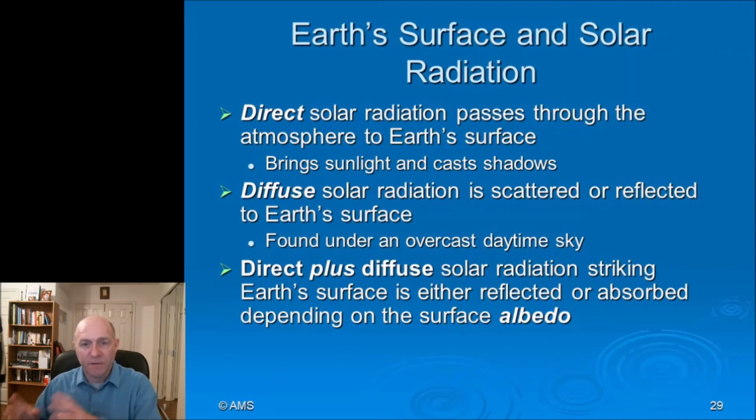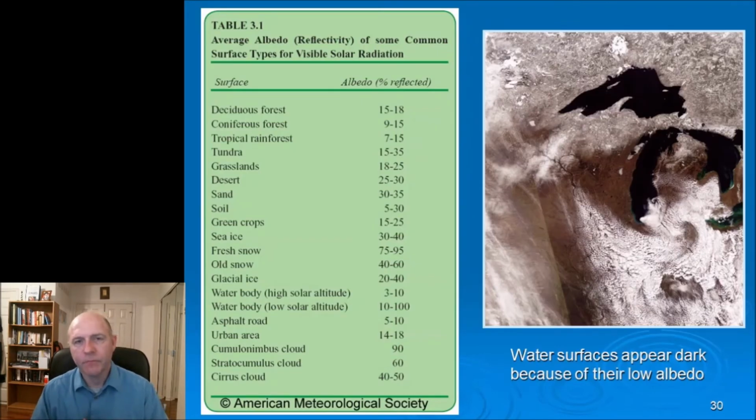So the direct plus the diffuse striking the Earth's surface can still be reflected or absorbed depending on the surface albedo. And the albedo is a characteristic of the surface that shows the reflectivity of it. Here are a few examples of different surfaces and their albedos. Things like deciduous forest, conifer forest, tropical rainforests, they absorb a lot, so their albedos are very low. But things like fresh snow, very high albedo. They reflect a lot. Glaciers reflect a fair bit.